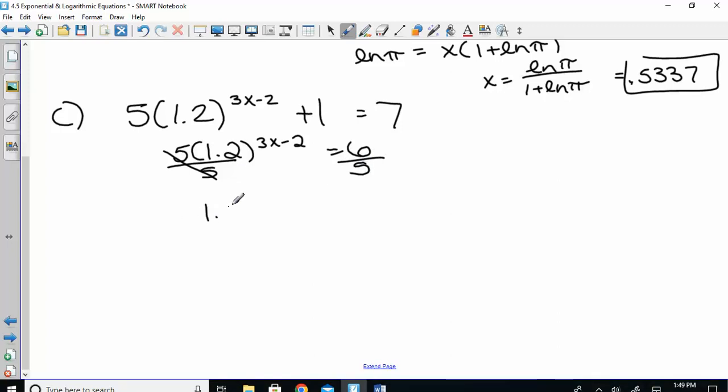Alright, did anybody catch what happens right there? No. Yeah. 6 divided by 5 is 1.2. Do we need logs? No, we have a common base. You can set the exponents equal.